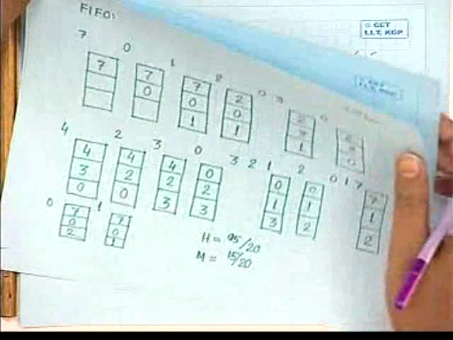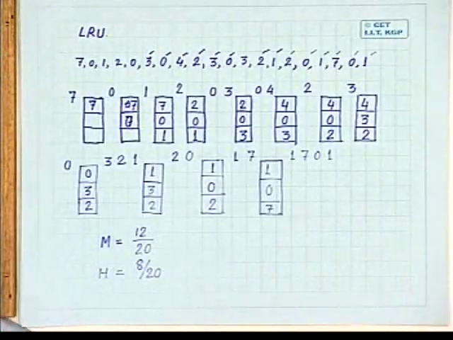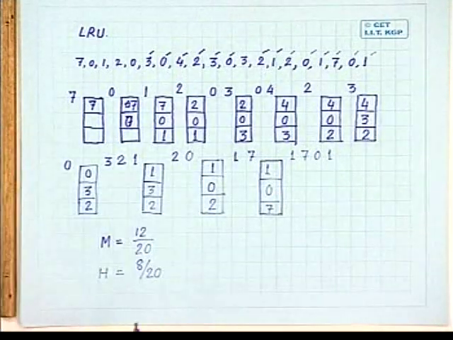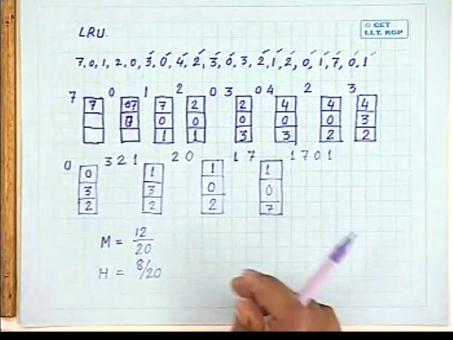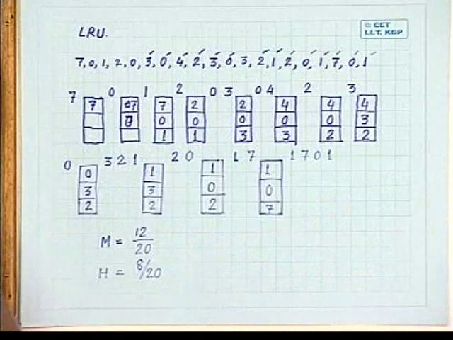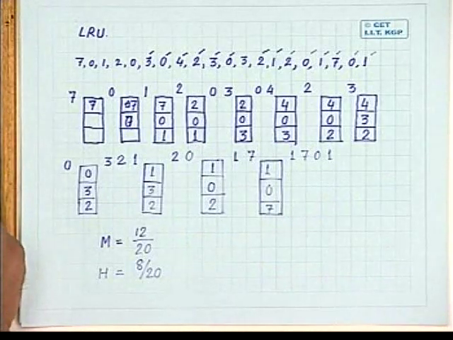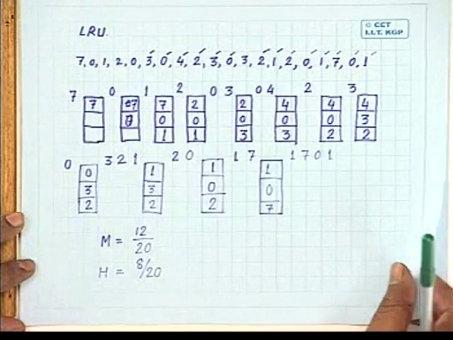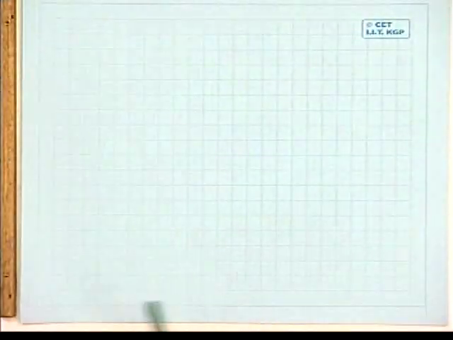But in case of LRU algorithm, we find that the performance is better than that in case of FIFO algorithm, okay, but it is less than optimal algorithm. And we can also say that this LRU algorithm is an approximation of the optimal algorithm. Because if you study any typical program, you will find that it always follows a certain property, which is called locality of reference.